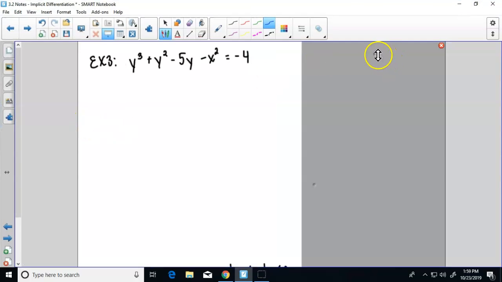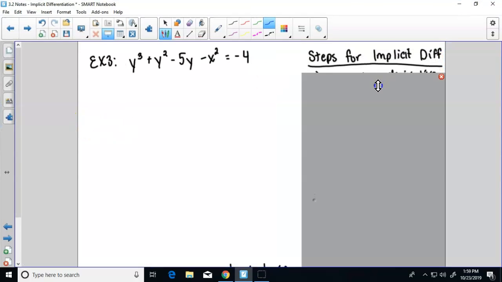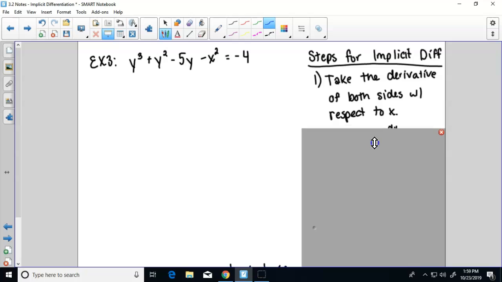So implicit differentiation is going to follow the same steps all the time. The first thing you're going to do is take the derivative of both sides of the equation with respect to x.